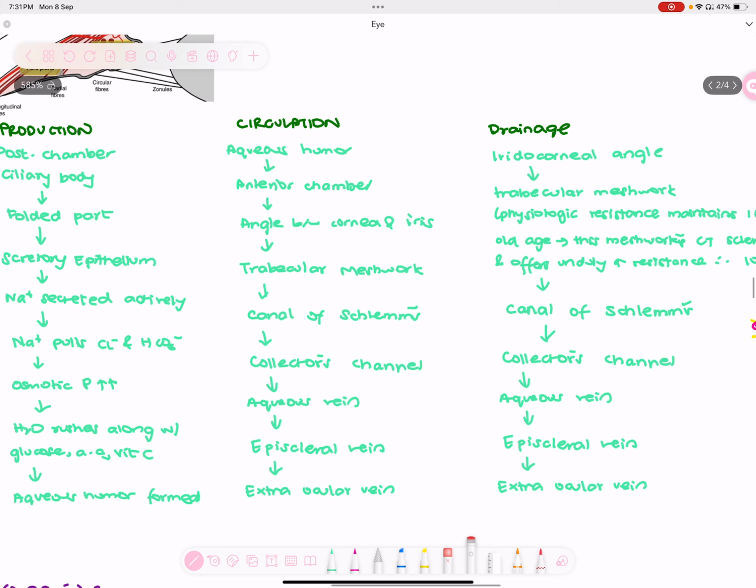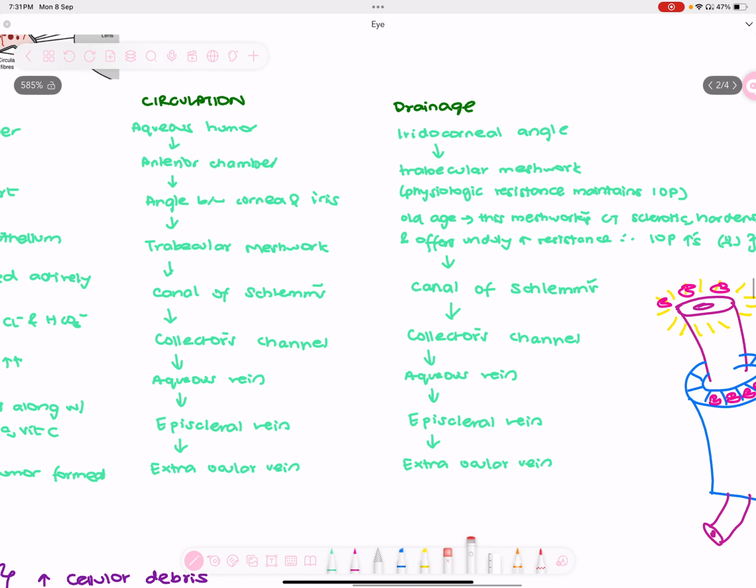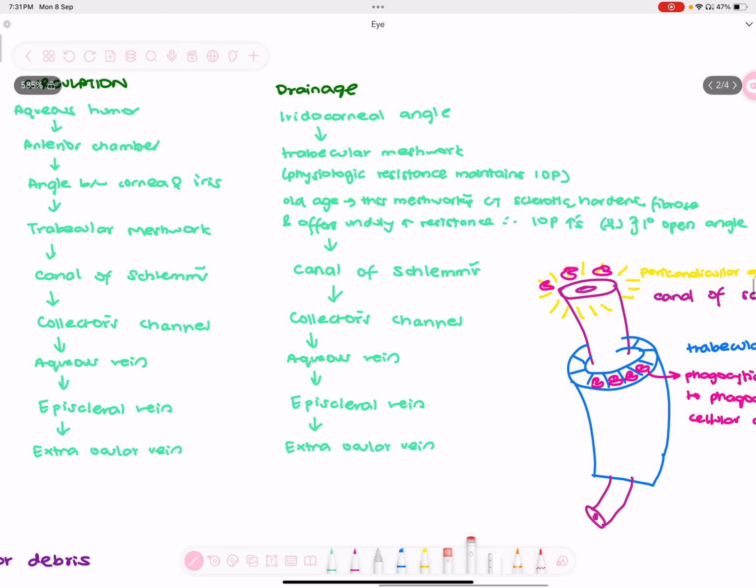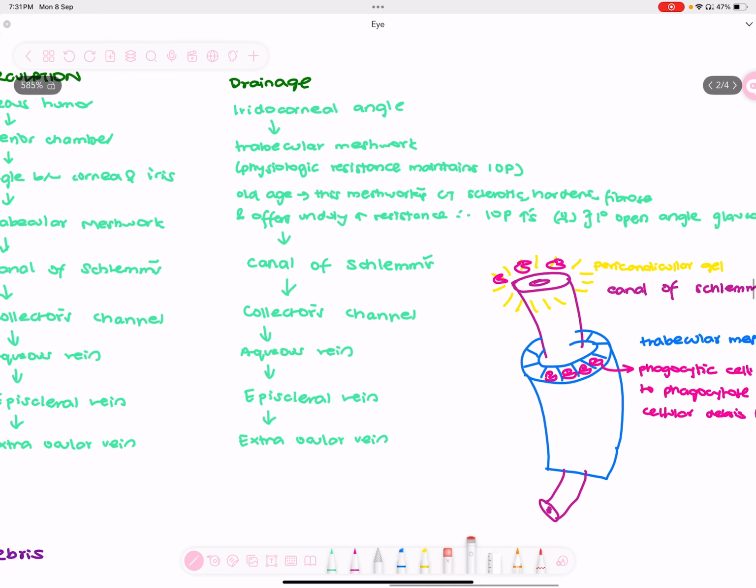Now, next comes the drainage part. What exactly happens is that in that iridocorneal angle, you have a trabecular meshwork like this. There are structures, right? And what does this structure do? It basically drains the aqueous humor. It has other functions also, so I was thinking if I should explain that or not. But wait, just leave that for a second because you guys will get confused.